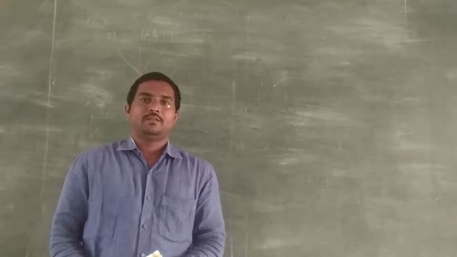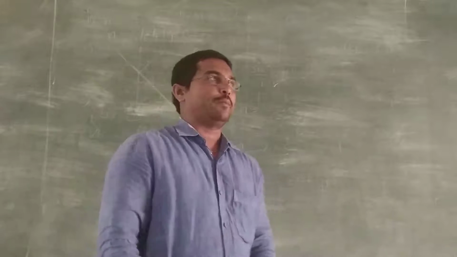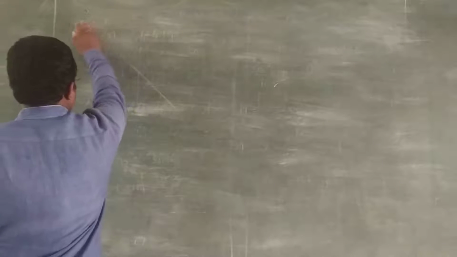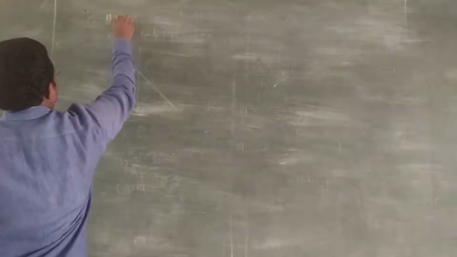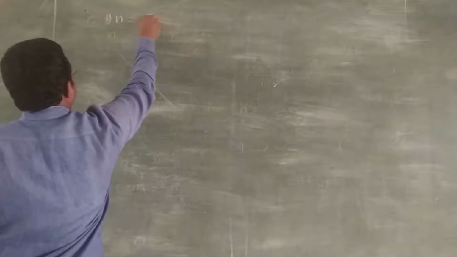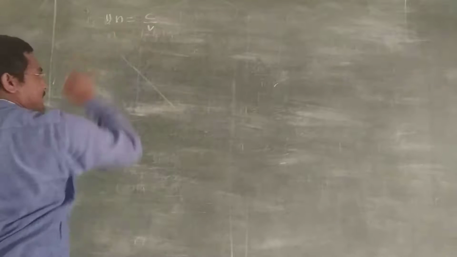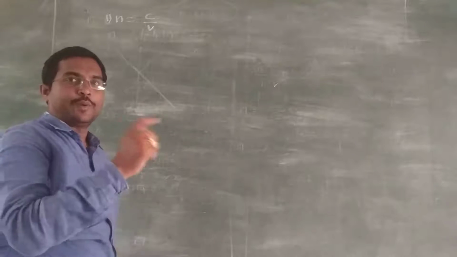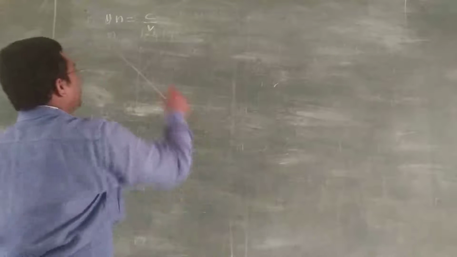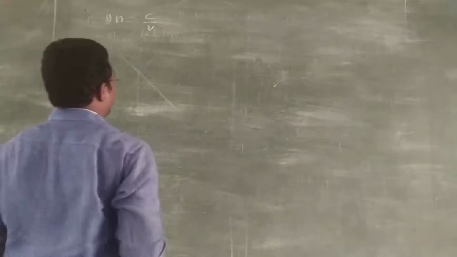Students, today we are going to see a few problems in refraction of light at a plane surface, based on the formula. Refractive index n is equal to c by v, where n is the refractive index, c is the speed of light in vacuum, and v is the speed of light in the medium.